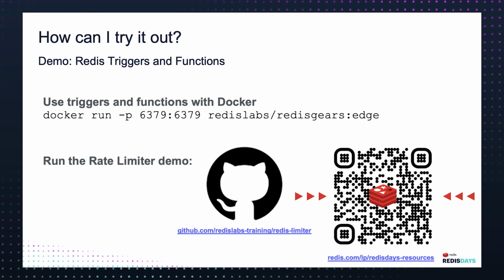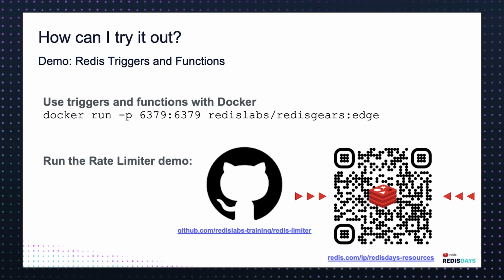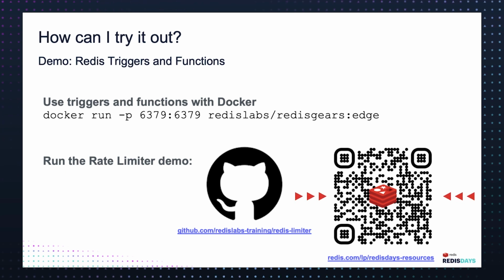So where can you get your hands on triggers and functions and explore this rate limiting example? Here are a couple pointers where you can dive in a bit deeper. We've packaged up the rate limiter example for you in GitHub. And if you want to do some exploration of your own, you can download Redis Stack, the latest 7.2 release candidate, or the Docker image, which includes triggers and functions preview. There's no need to wait. It's available for you right now.